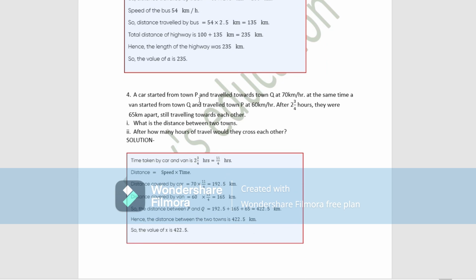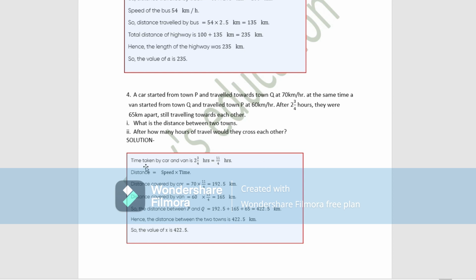A car started from town P and traveled towards town Q at 70 km per hour. At the same time, a van also started from town Q and traveled towards town P at 60 km per hour. After 2 3/4 hours, they were 65 km apart, still traveling towards each other. What is the distance between the two towns and how many hours of travel would they cross each other?